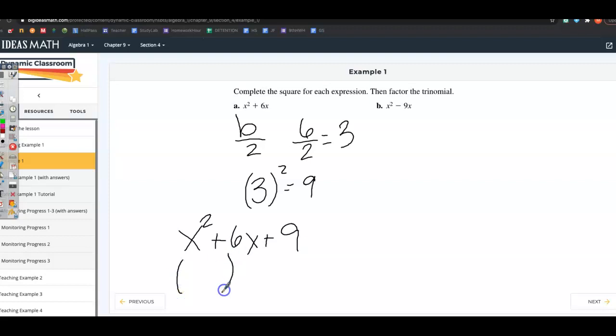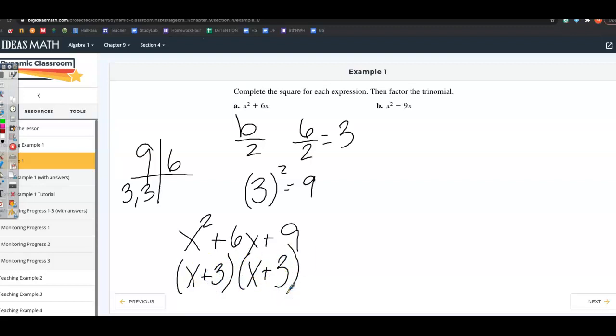3 and 3, because we use factors of 9 that equal 6. Just stay with me. Factors of 9 that equal 6, so I do agree they would be 3 and 3, correct? So we would have x plus 3 and x plus 3. How can I rewrite this using parentheses? x plus 3 squared. And that is all you are doing. This is your answer. It's really simple.